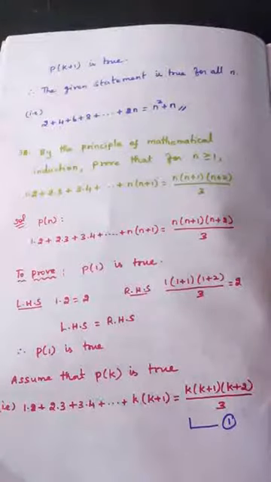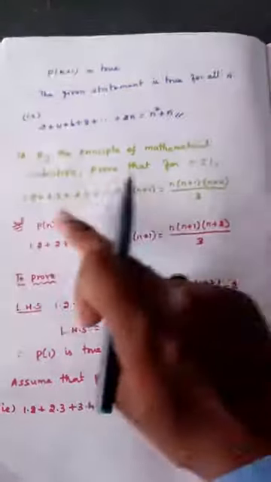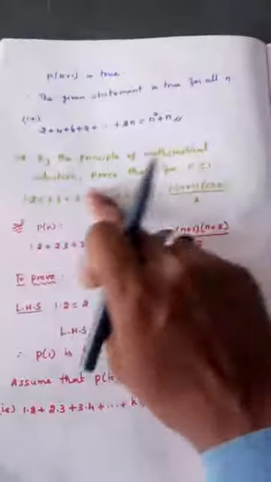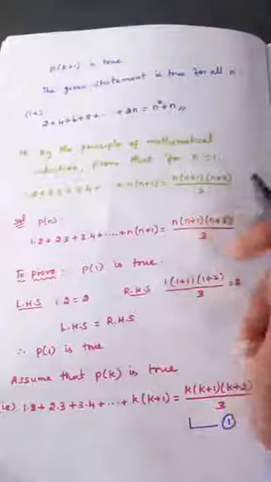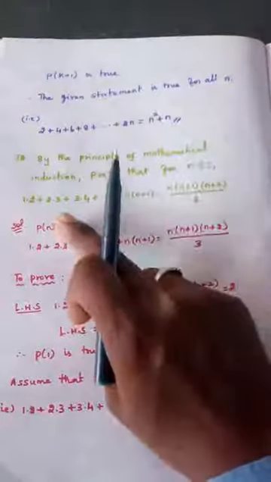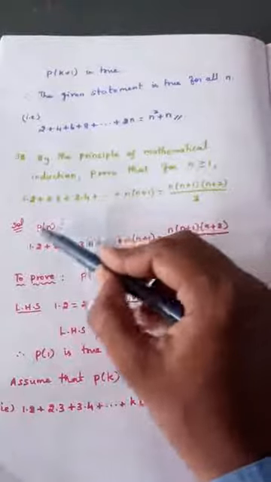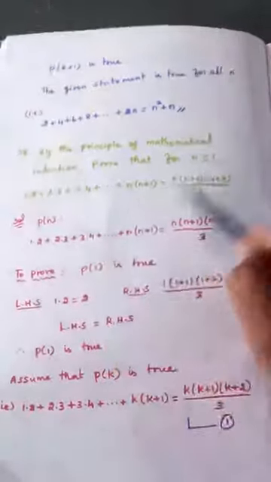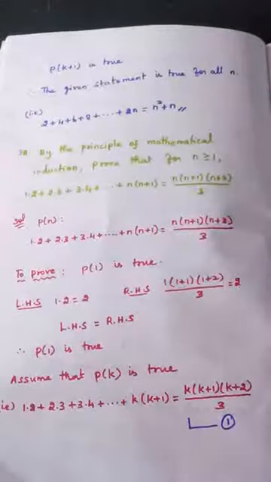So we are going to use the principle of mathematical induction to prove this result. What is the first step? What is the result that we should consider as a statement? P of n is our statement. So I am writing this result as our statement.